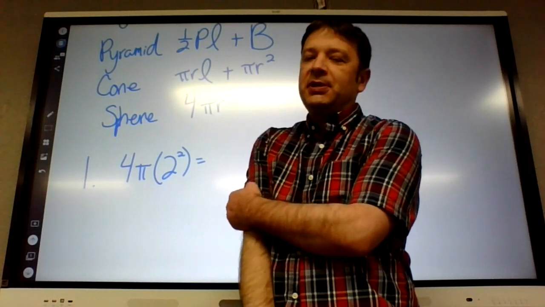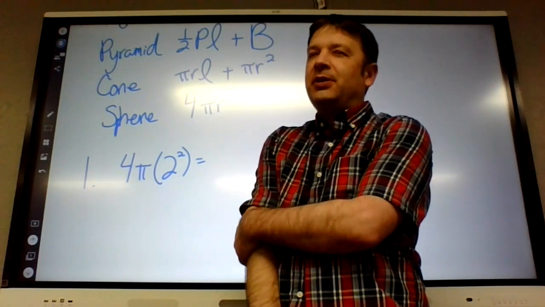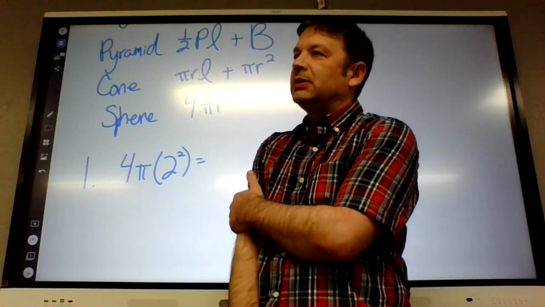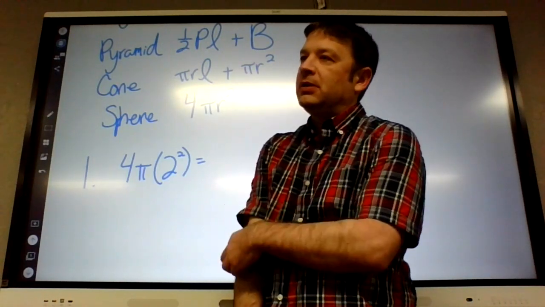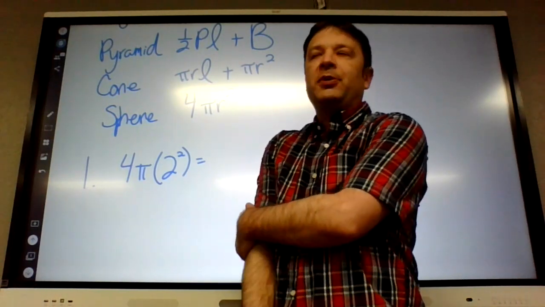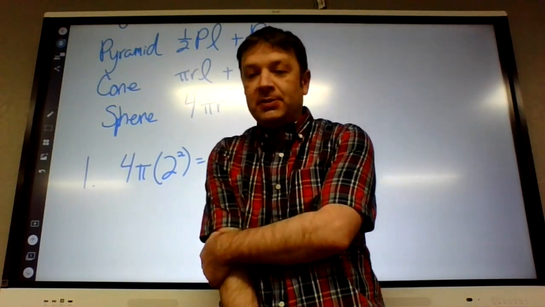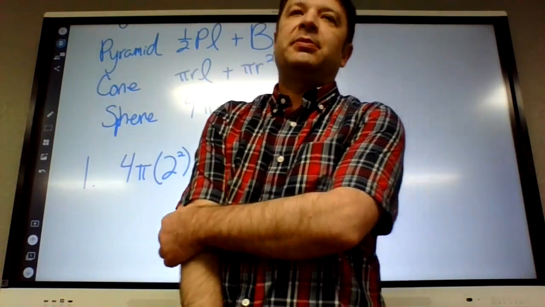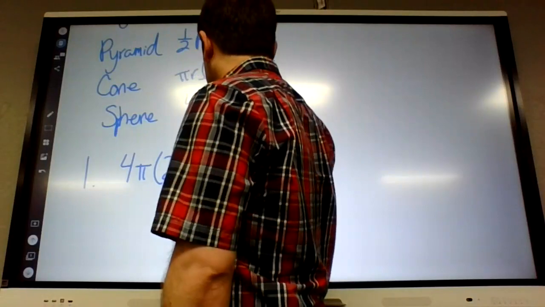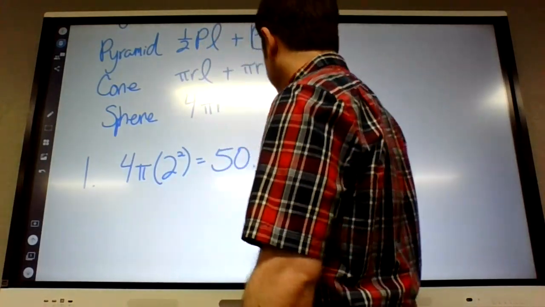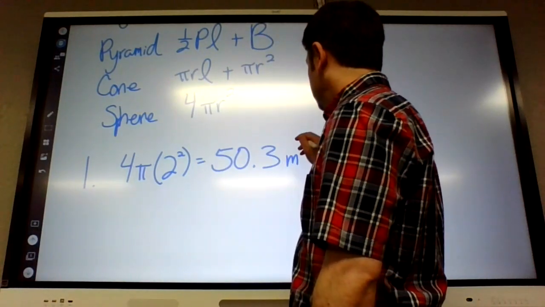Actually, on this one, the directions say round to the 10ths. So let's go ahead and plug our pi's in the calculator. When I put in 3, I don't have a pi button. When I put in 3.14, sometimes it comes out weird. 3.14 is not as accurate as the pi button. So you can just do 16 pi. 50.3.